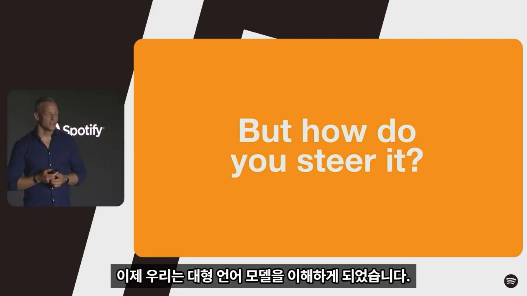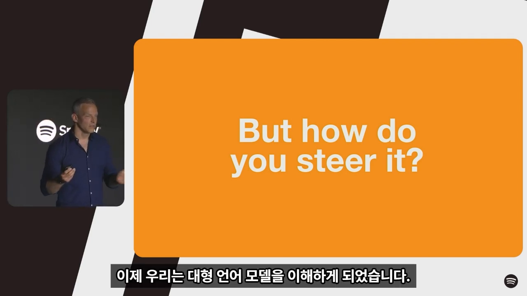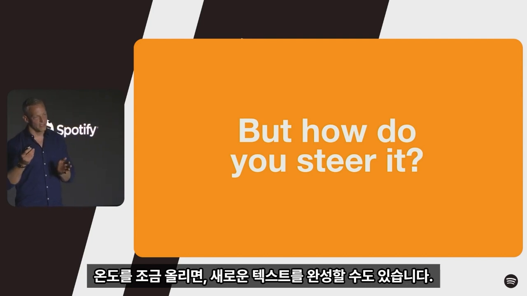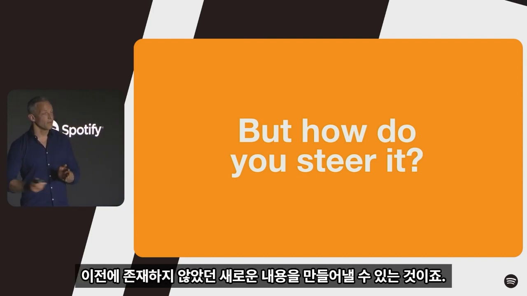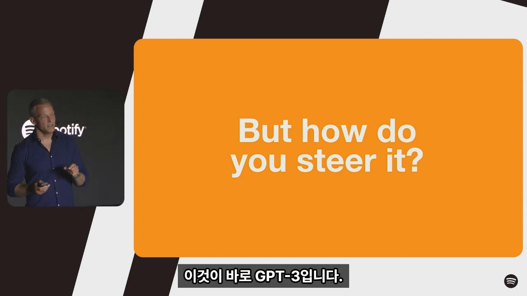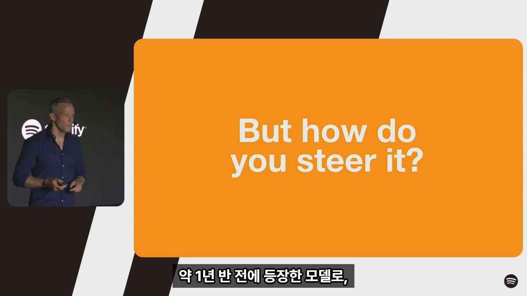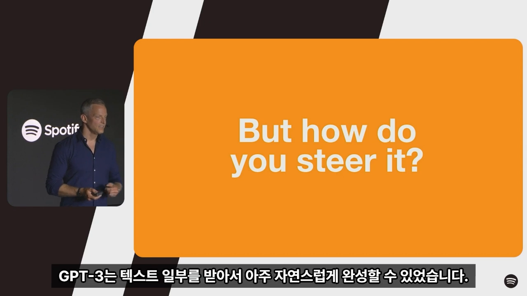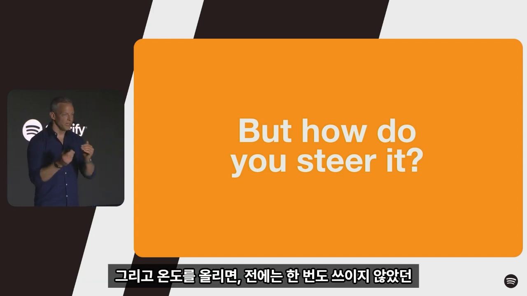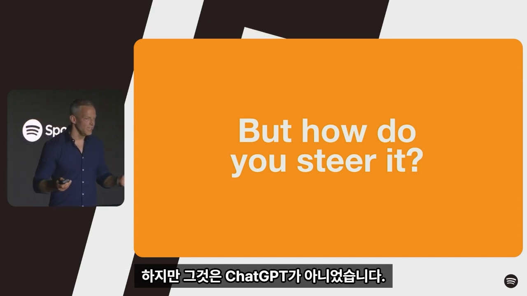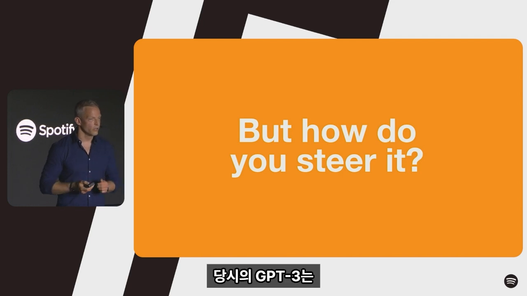All right. So now we have a large language model that can not only complete a piece of text with the most likely text, but if you raise the temperature a little bit, it can actually complete the text with something novel that never existed before. So now we're pretty close. This is actually GPT-3, which was about a year and a half ago that came out. That was sort of an autocomplete on steroids. It could take some text and it could complete it very believably. And if you raise the temperature, it could complete it with something that was never written before, right? But it wasn't ChatGPT. For those of you who had access to it, it was quote unquote just an autocomplete on steroids.